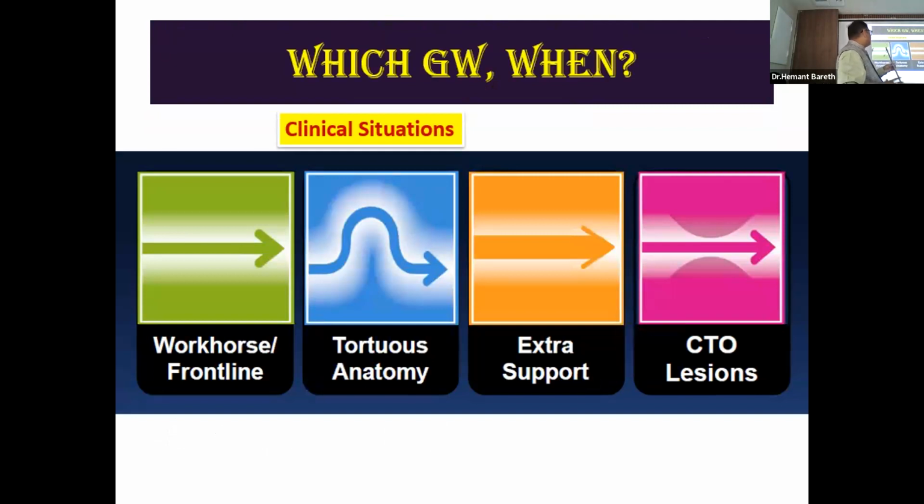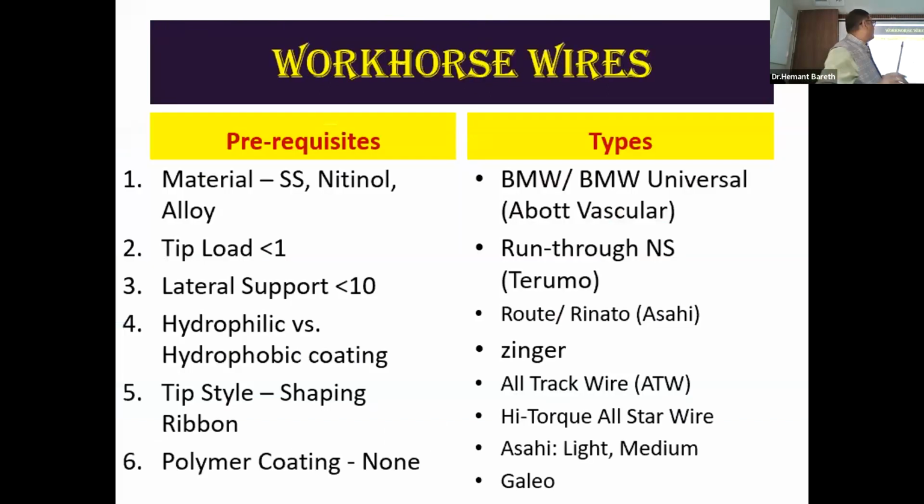Then the other thing is which wire to use when. Before that, we need to know what the workhorse wires are. So what are the prerequisites of a workhorse wire? Remember, it could be either stainless steel, nitinol, or alloy. Normally, tip load needs to be less than 1. Normally, lateral support needs to be less than 10.